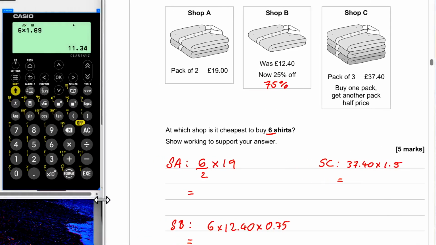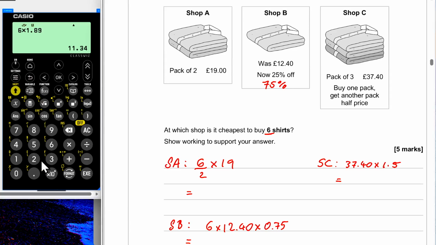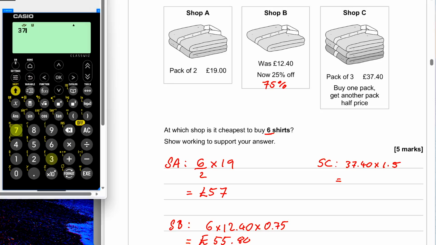So first of all, we're going to do 3 times by 19. So for shop A, we're going to be paying £57. For shop B, we're going to pay 6 times by £12.40 times by 0.75. So for shop B, we're going to be paying £55.70. Sorry, 80. £55.80. And then for shop C, £37.40 times by 1.5. So that's going to be £56.10.